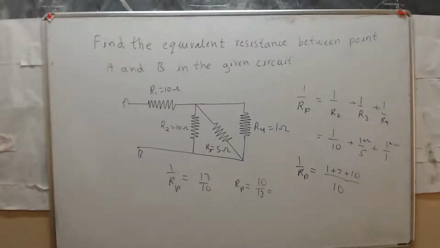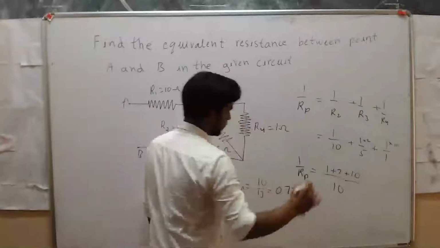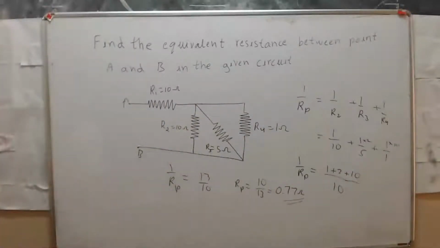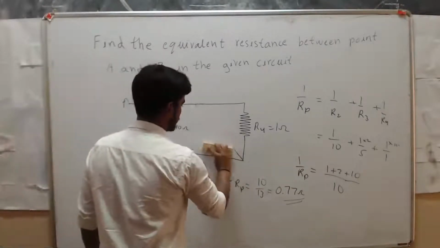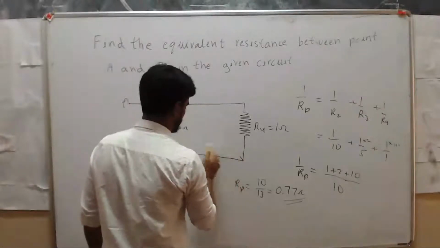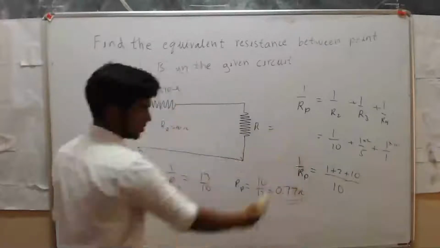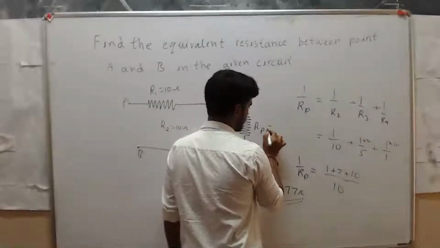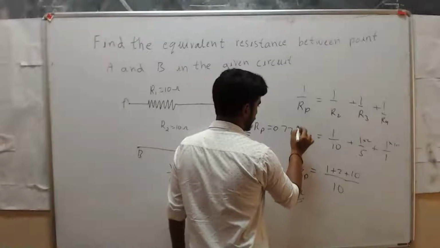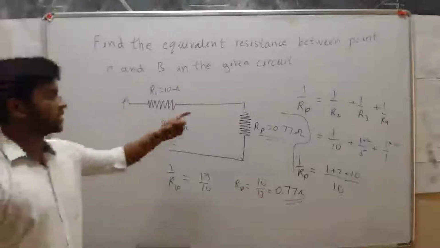0.77 ohm. So now we can redraw this circuit like this. So now Rp is 0.77 ohm. So now these two resistors are in series.